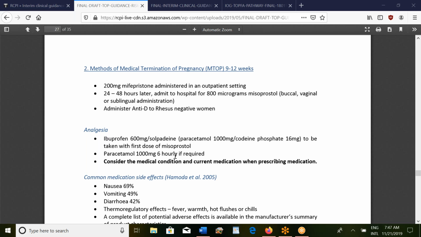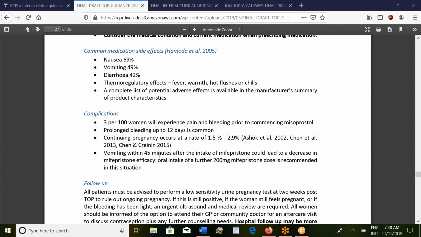Then the method for 9 to 12 weeks, again the same stuff, 200 mg mifepristone, and then you are going to give misoprostol after 24 to 48 hours, and you are going to admit her. You will not give misoprostol and send her home, because, as you must have observed, the patient is going to have severe abdominal pain and bleeding. Then provide good anesthesia in the same way, same side effects. Any duration, you can say that.